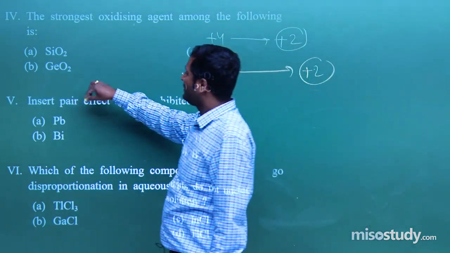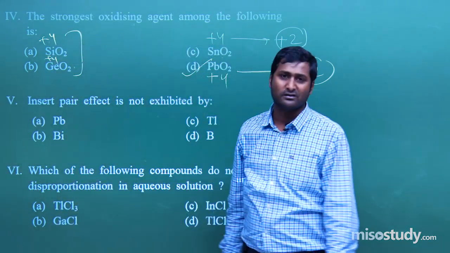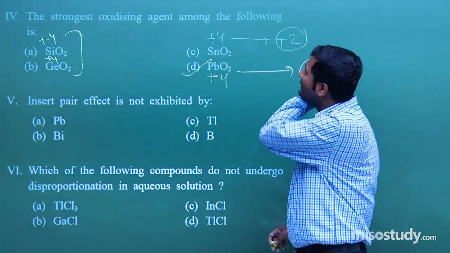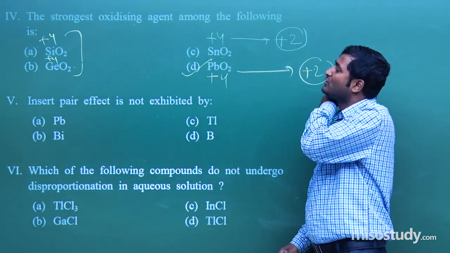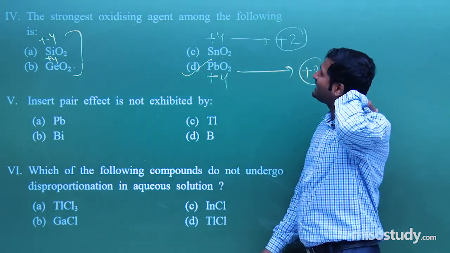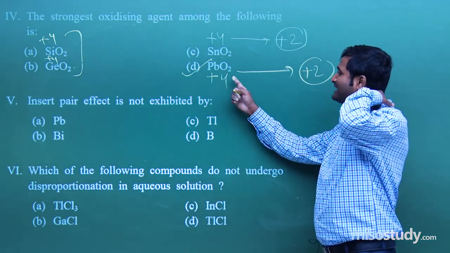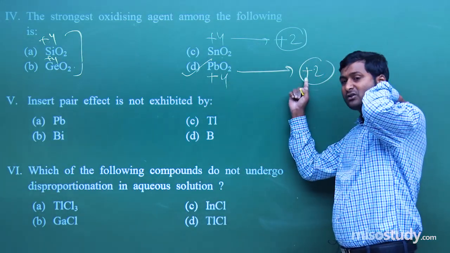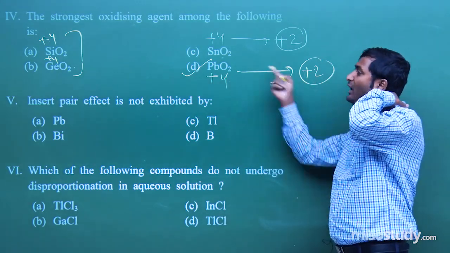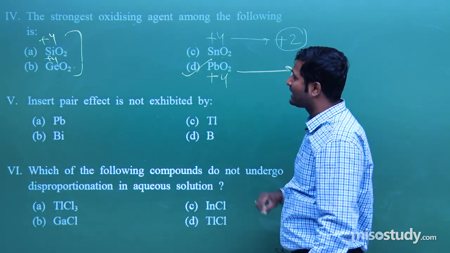Look at +4 and +4. In all the three cases, the +4 oxidation state is more stable, so there is no need to decrease the oxidation state. If there is no decrement in oxidation state, they will not act as oxidizing agents. In this case, +4 has a tendency to move toward the more stable oxidation state, that is +2, which is lower than +4. So it will act as an oxidizing agent. So for question number 4, D is the correct option.